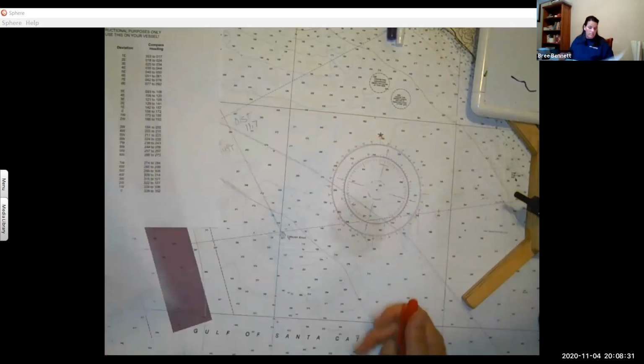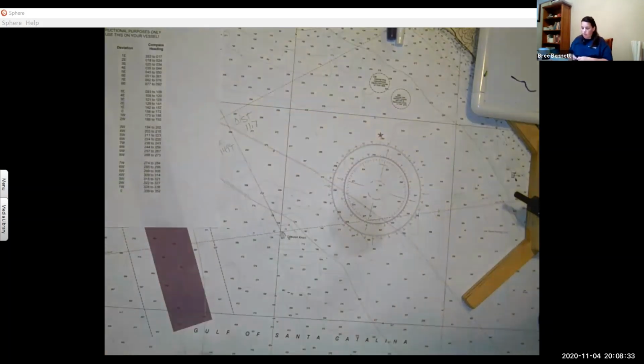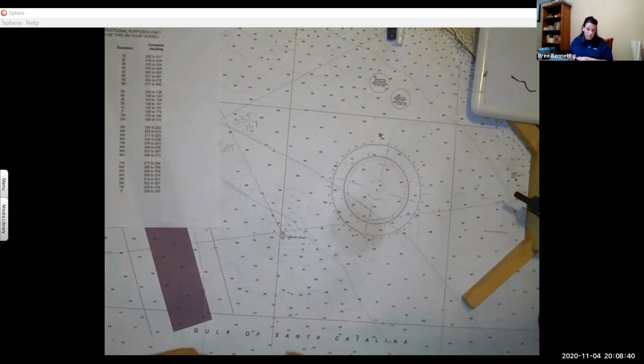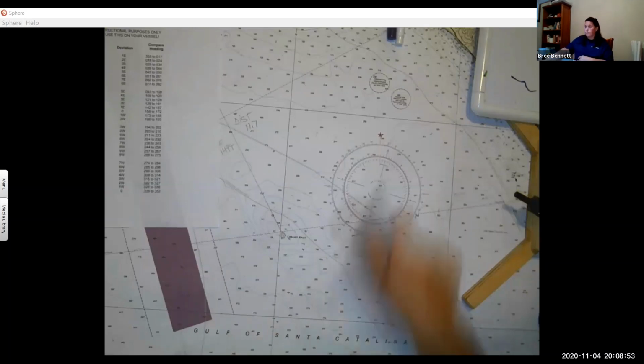Okay, so we ended up fishing around here. Many hours later, we still haven't caught any fish, but we plot a position at 18:15, and then we head back towards Catalina. So we want to plot our 18:15 position.